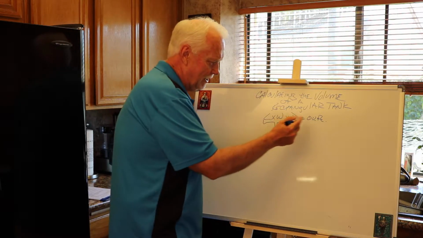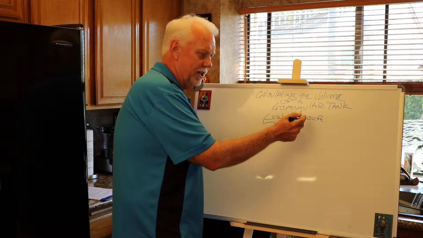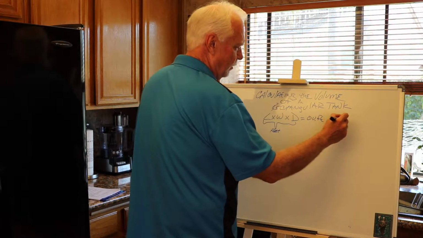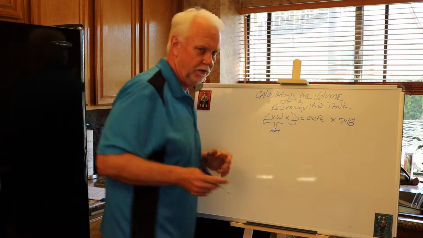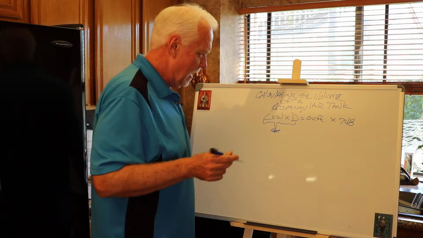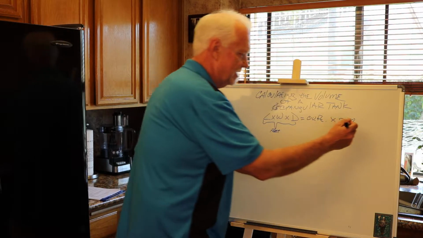Now we have length times width times depth expressed in feet, which gives us an answer in cubic feet. Then we multiply that times 7.48, which is the volume of liquid contained in 1 cubic foot of space. And that gives us the answer that we were looking for in gallons.